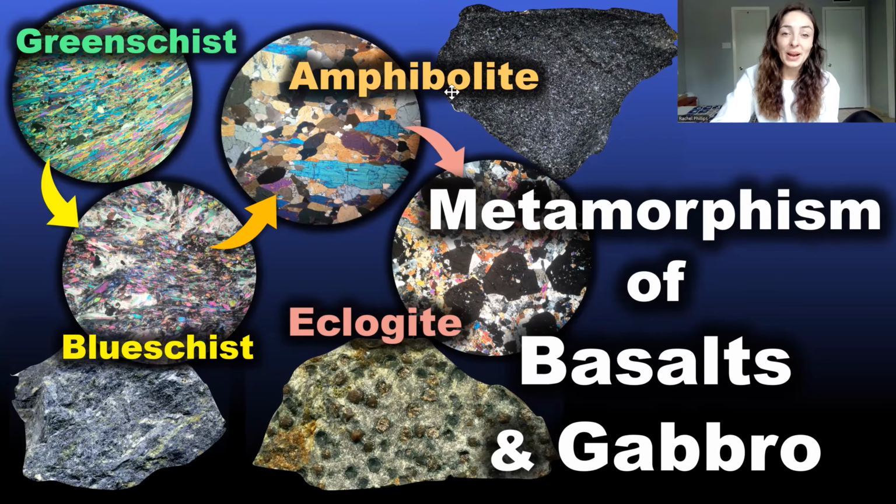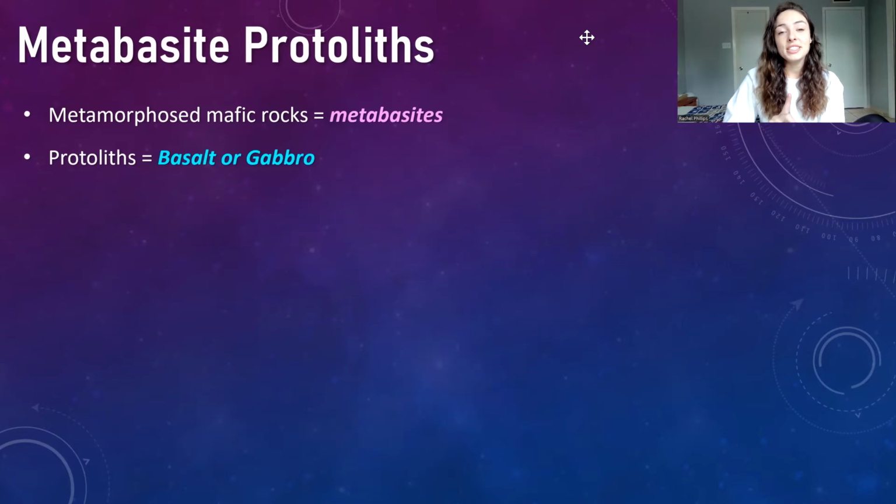Do you want to know how this turns into this? In this video, I'm going to be talking about the metamorphism of mafic igneous rocks like basalt and gabbro. First things first, metamorphosed mafic rocks are called metabasites, and the protoliths, or the original rock to these metamorphosed rocks, are basalt or gabbro, like I just mentioned.